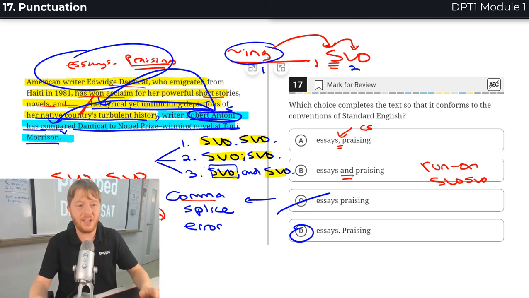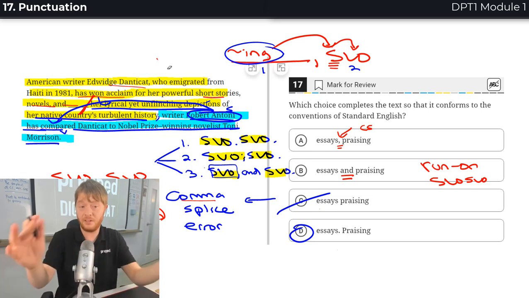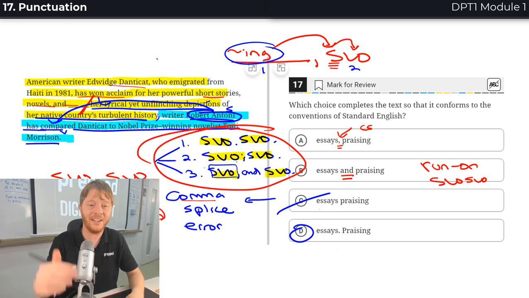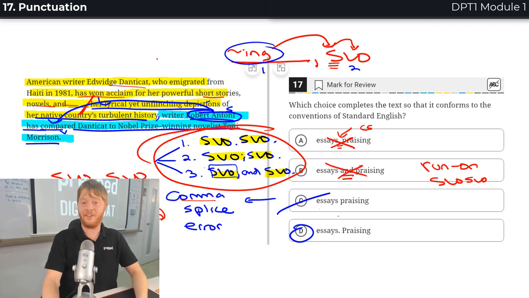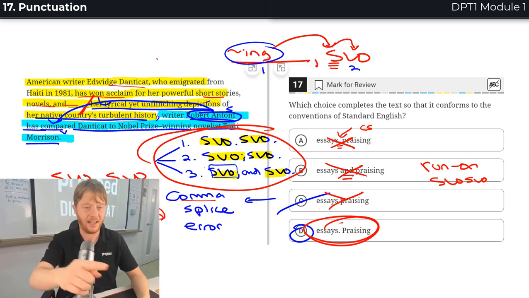Right? This is a good way of thinking about it, because if you just see that there's a yellow part, which is a full sentence, and a blue part, which is a full sentence, how do you join two full sentences? There's only three ways. Period, semicolon, comma, end. Having a comma doesn't fix it. Having nothing doesn't fix it. Having a period fixes it. Done. It's fixed. D is the answer. Move on.